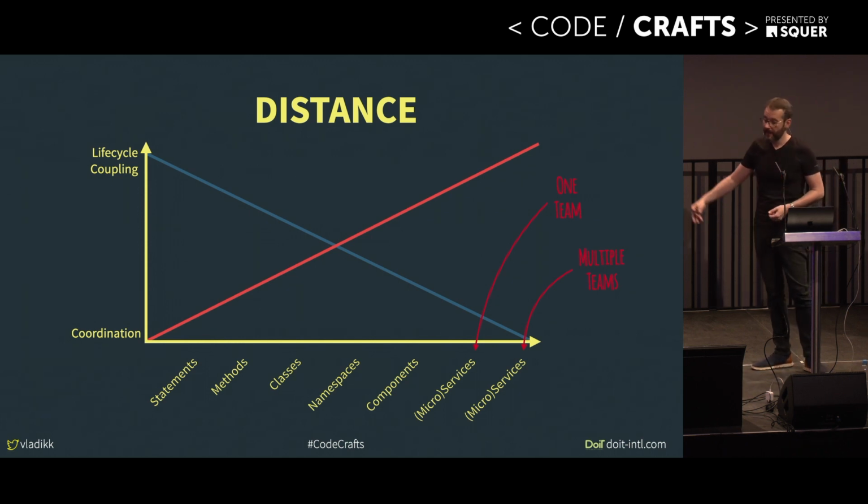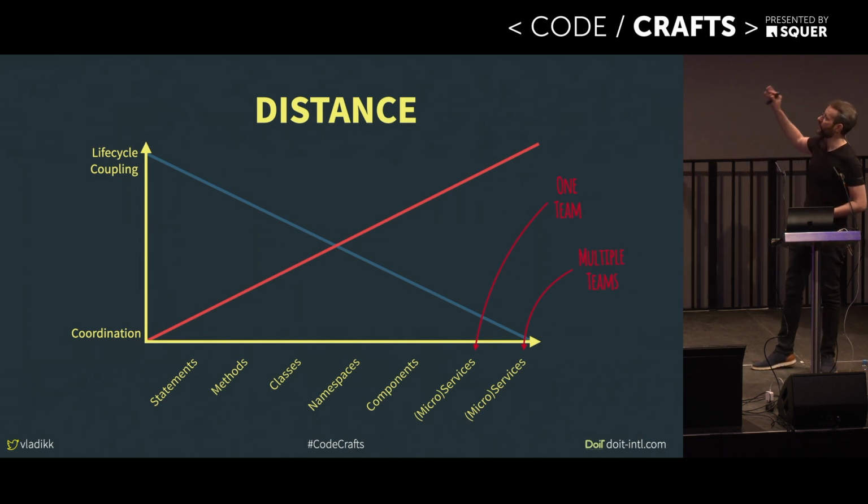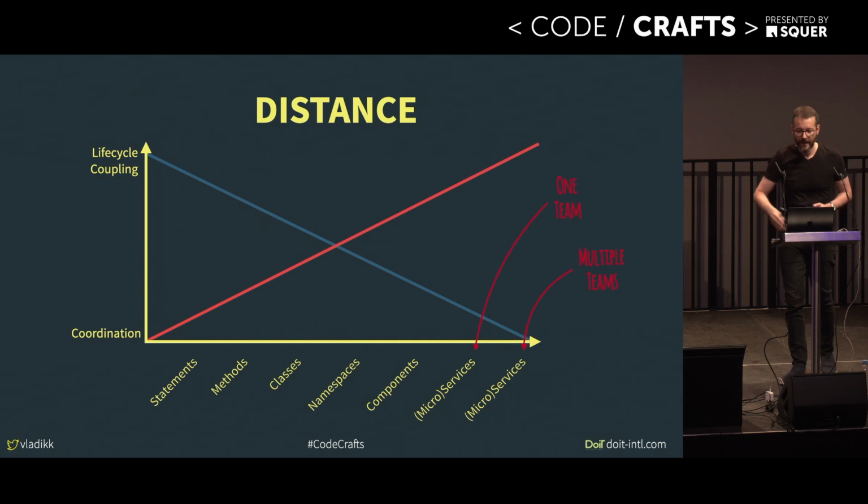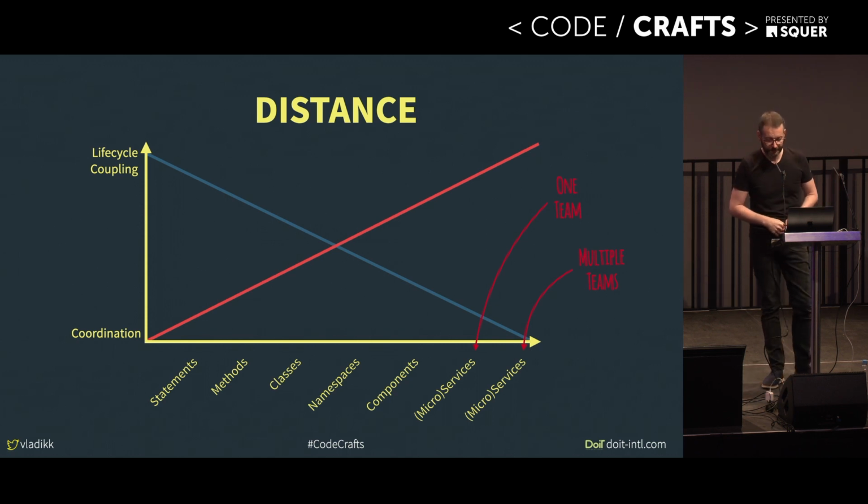So again, the farther the distance, the lower the chances of inadvertent changes because of life cycle coupling. However, the higher the coordination overhead if we do need to implement a change that affects two connected components.